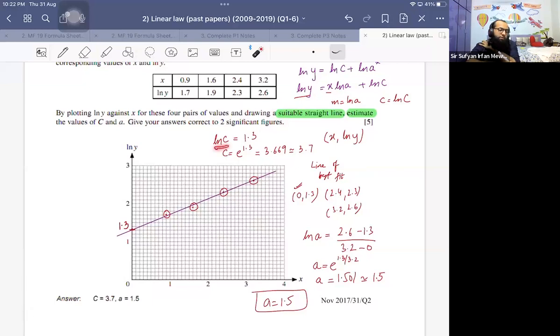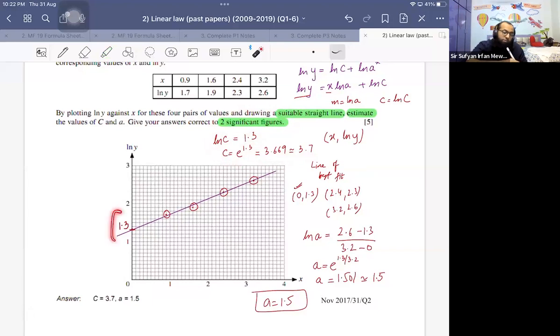So I've equated ln c with 1.3, and if I convert from log form to index form, then c equals e to the power of 1.3, and if I calculate, it's 3.669, rounded off to 2 significant figures. Over here, the instruction is 2 significant figures. The specific instruction is not just to give your answer, but the answer's accuracy has to be 2SF. For that, the working has to be more than 2SF, meaning it could be 4SF or 5SF. I have always recommended 2 accuracy higher.